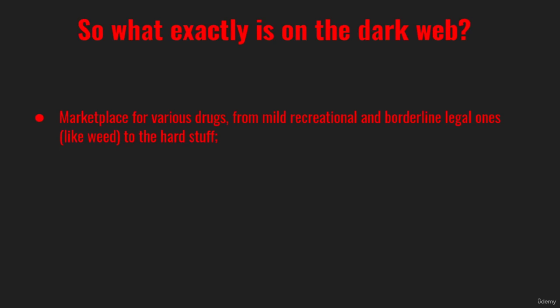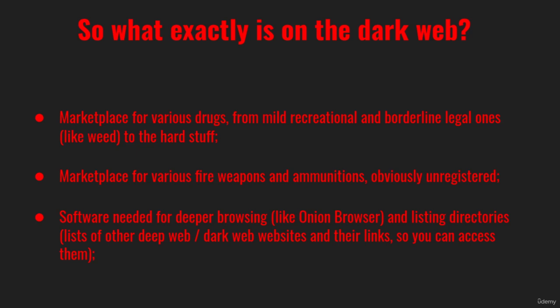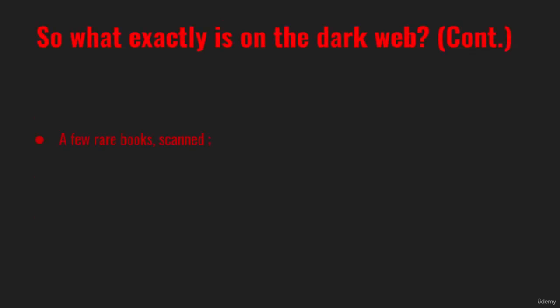Well, there are marketplaces for various drugs, from mild, recreational, and borderline illegal ones like weed to the hard stuff. There are marketplaces for various firearms and ammunition, obviously unregistered. There is software needed for deeper browsing, and listing directories, lists of other deep web and dark web websites and their links, so you can access them. Again, what is exactly on the dark web? There are a few rare books scanned. There are a lot of blueprints for 3D printing, for legal things and illegal things.